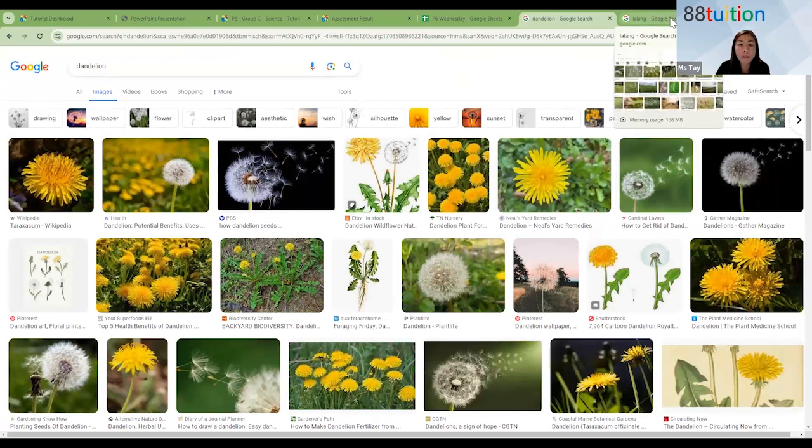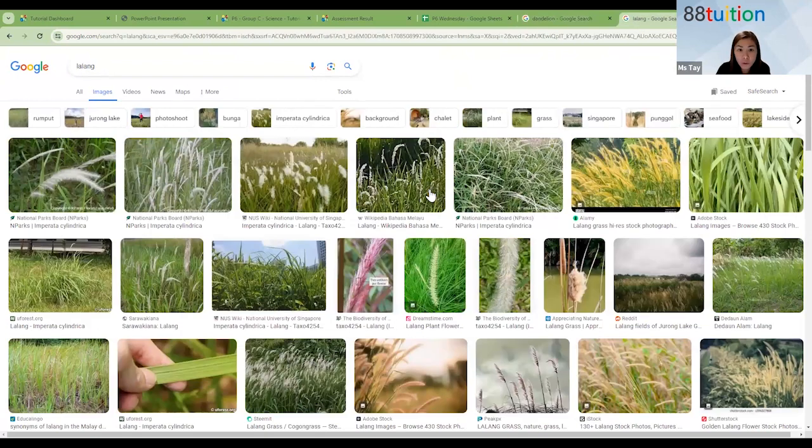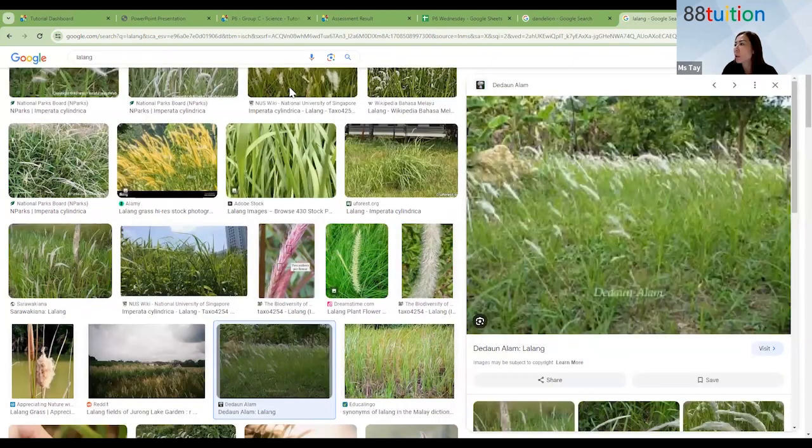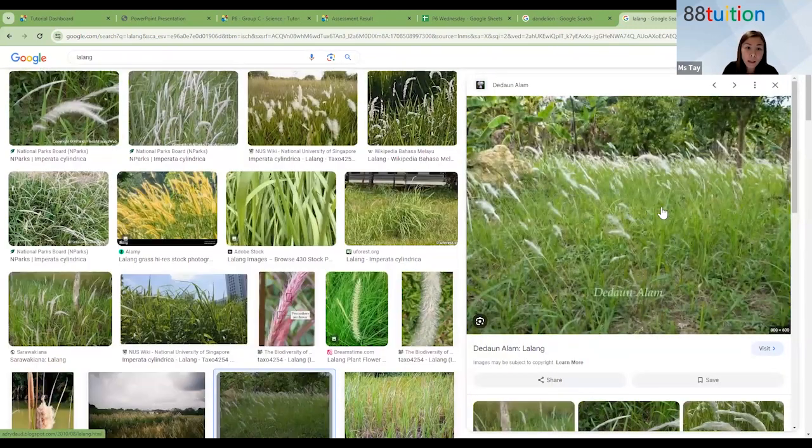The one in the question is actually called lalang. Have you all seen lalang before? When you go to, let's say, a very huge grass patch area, sometimes you can see plants like this, with some white feathery things sticking out. These are known as lalang. When I was young, we had quite a bit of this on the grassland, and I liked to pull them.